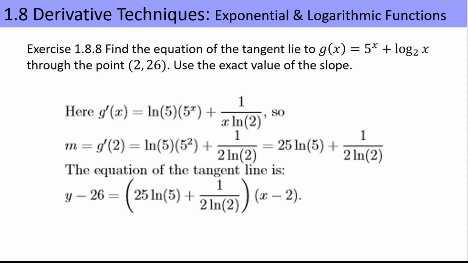We have a slope, 25 ln of 5 plus 1 divided by 2 ln of 2. Now we can put this in the equation form of a line, and the equation is y minus, for y1 we put in 26, equals, for the slope m, 25 times ln of 5 plus 1 over 2 ln of 2, and then that's times x minus x1, which would be x minus 2.